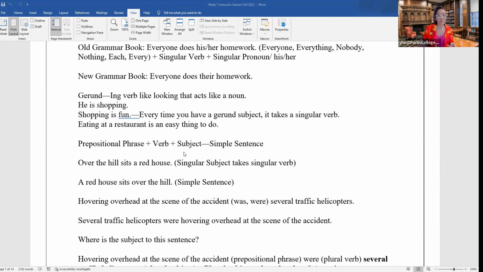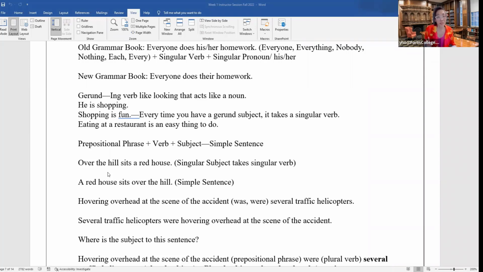Now, sometimes the subject is not always at the beginning of the sentence. So that causes confusion for students. Normally, you're used to saying subject plus verb plus object, like the house is down the street, for instance. So the house is the subject, is is the verb, and down the street is the prepositional phrase. But you can also have prepositional phrase, verb, and subject. Over the hill sits a red house. So over the hill is the prepositional phrase.